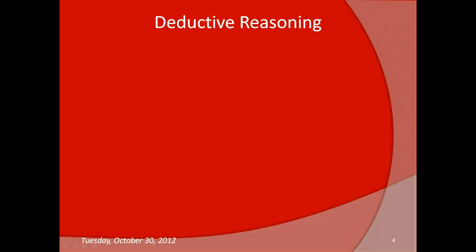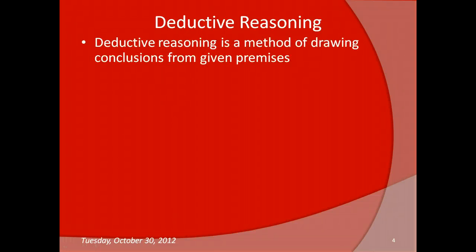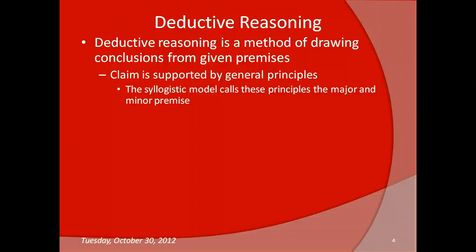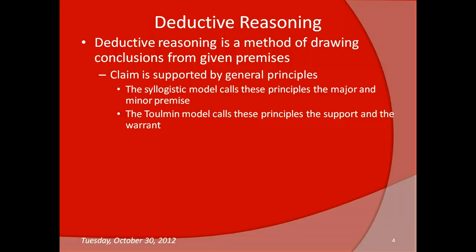Let's talk about deductive reasoning. Deductive reasoning is a method of drawing conclusions from given premises. You have a claim that is supported by general principles. The syllogistic model calls these principles the major and minor premises. The Toulmin model calls these principles the support and the warrant. These premises can be claims themselves or facts.